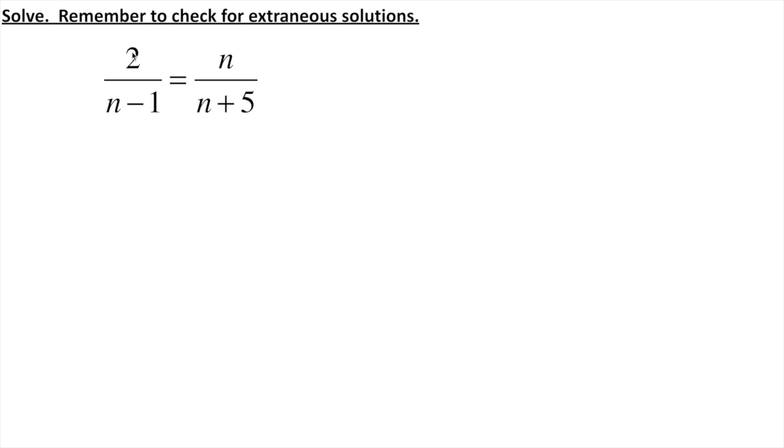So I'm going to multiply this 2 times this quantity n plus 5. Then I'm going to multiply this n times the quantity n minus 1. So let's do that now. 2 times n gives me 2n. 2 times 5 gives me 10. Over here I've got n times n gives me n squared. n times negative 1 is just negative n.